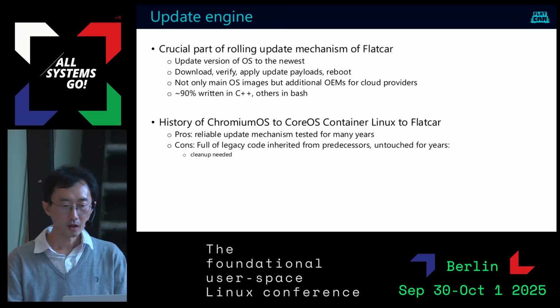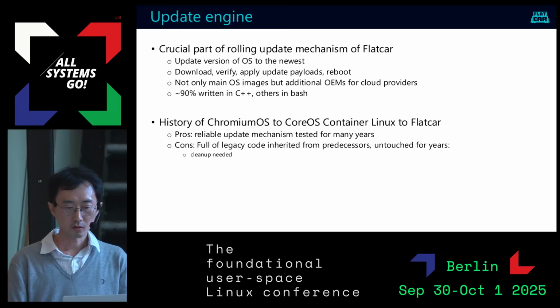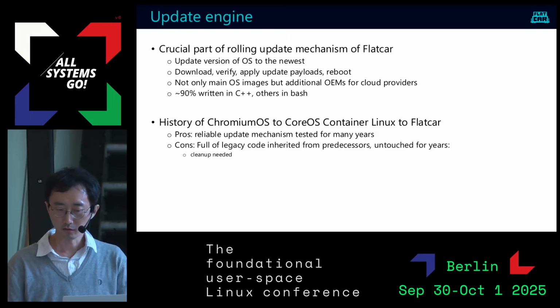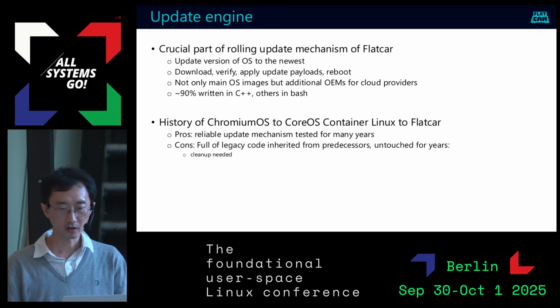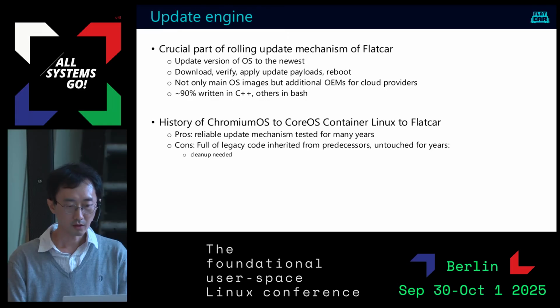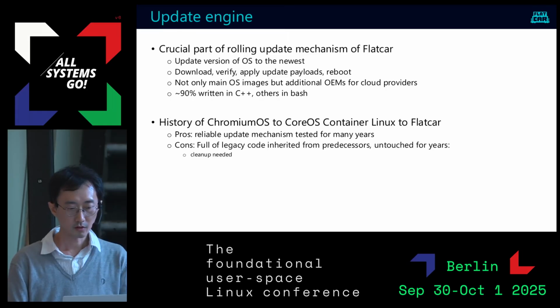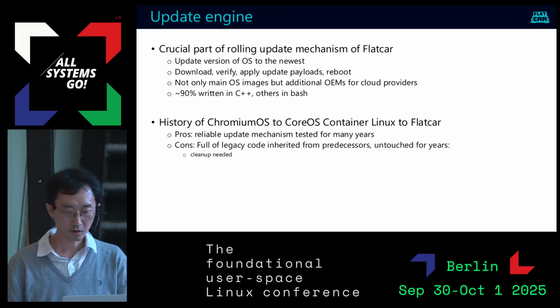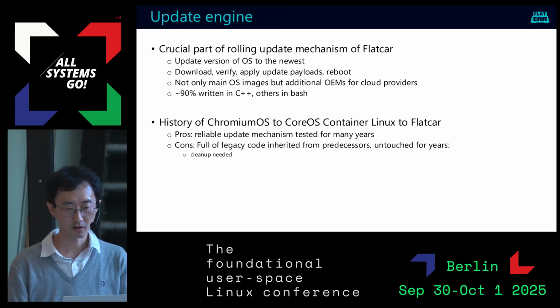So not only main OS images, but also additional OEM images for other possible cloud providers, Azure and AWS and so on. Also, this update engine has a pretty long history. It was originally written in C++, and 19% of the code is still in C++. And when CoreOS Container Linux forked that project, they added some bash code into that, so some parts are written in bash.